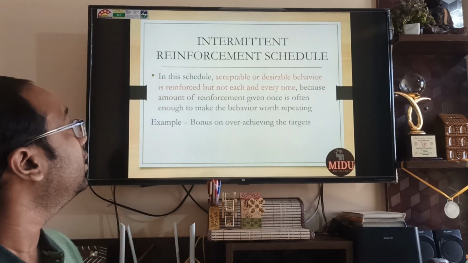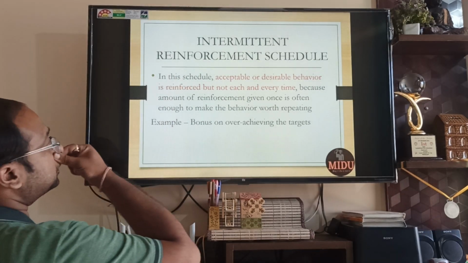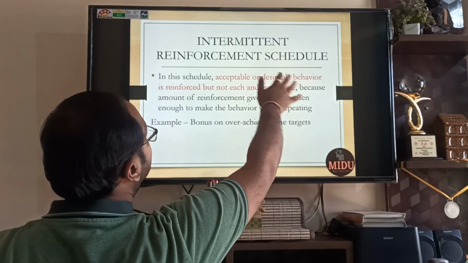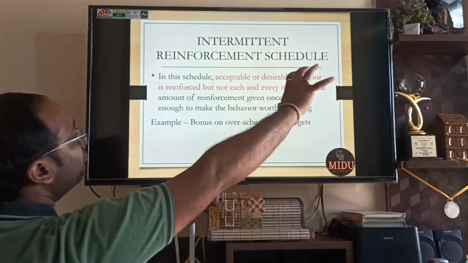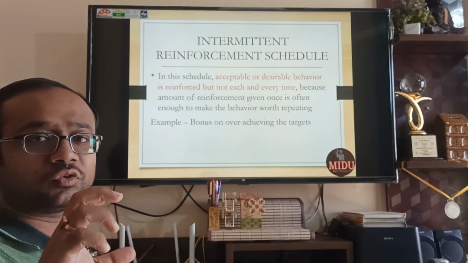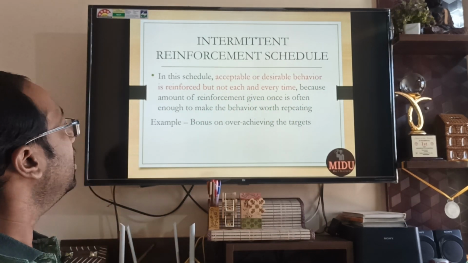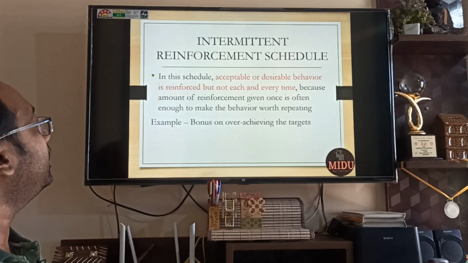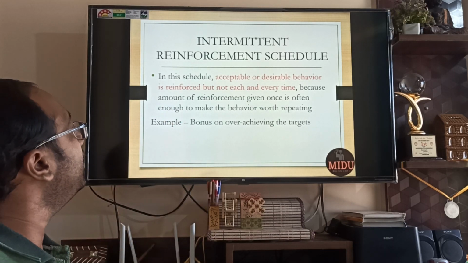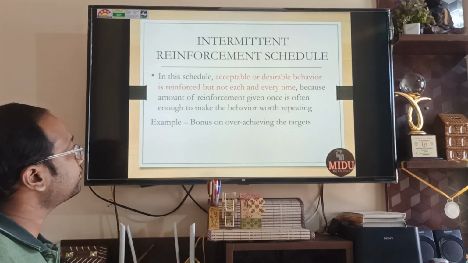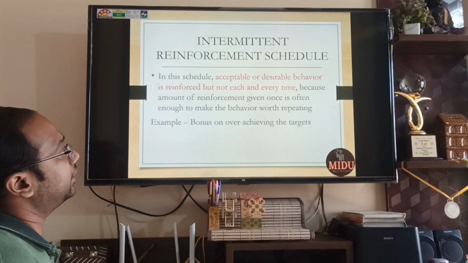Second type to it is intermittent reinforcement. In this schedule, acceptable or desirable behavior is reinforced but not each and every time. So here also you are reinforcing but not each and every time, because the amount of reinforcement given once is often enough to make the behavior worth repeating. Bonus on overachieving the targets.